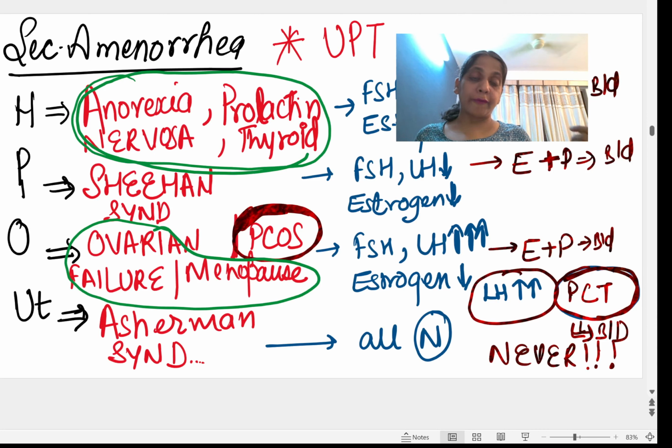But in the case of hypothalamic, pituitary and ovarian failure, on giving the estrogen and progesterone challenge, the patient will get periods, because there the estrogen and progesterone were decreased, right? But in the case of uterine defects, the hormones were normal, but there was a defect in the uterus, so that defect cannot be corrected by estrogen and progesterone.